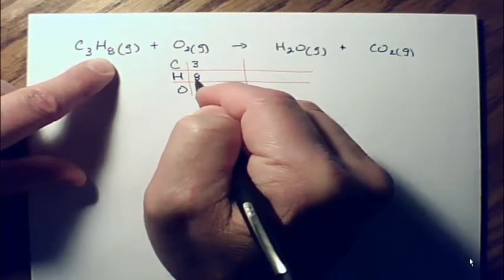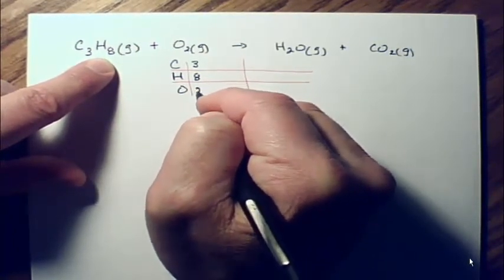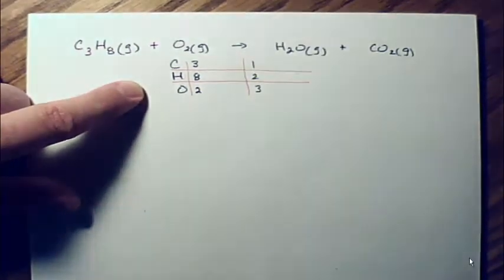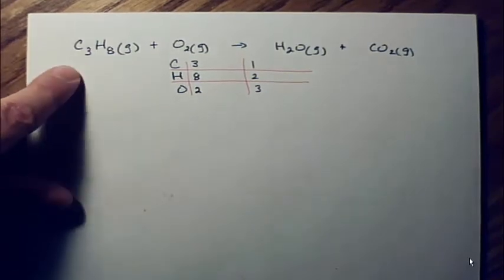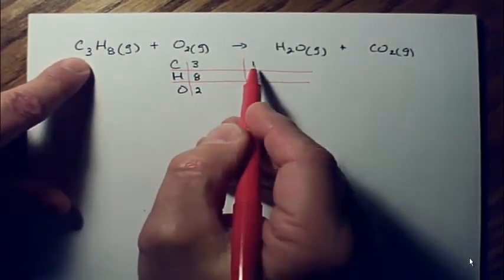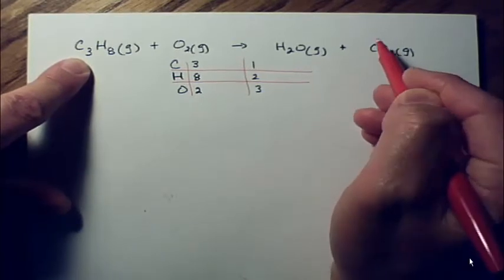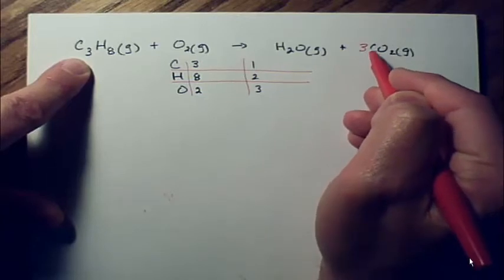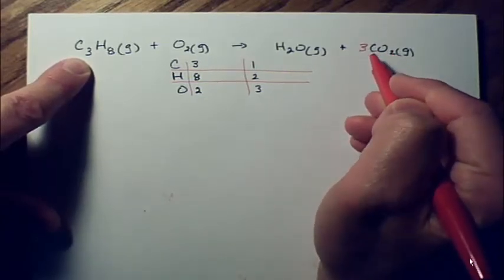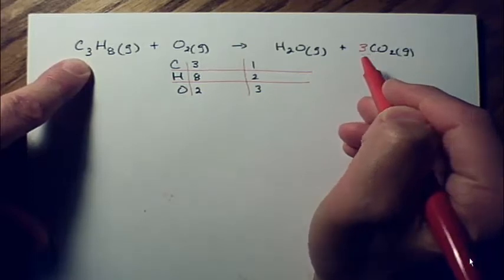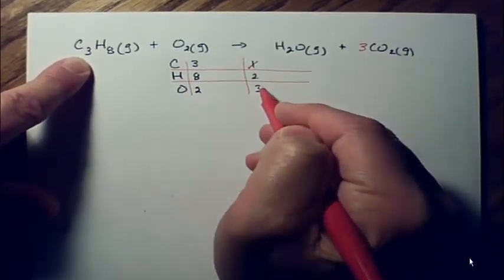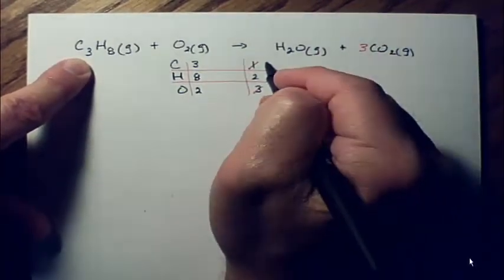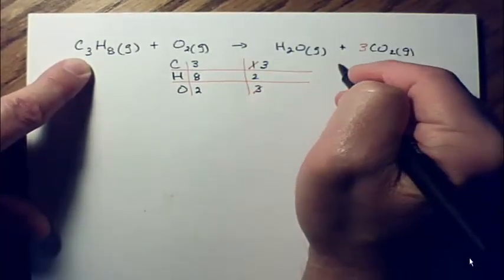All right, here we go. Got 3 carbons to start with, 8 hydrogens, 2 oxygens. Over here, turns out it's always 1, 2, 3. All right, so I see that I've got 3 carbons on the left. To get 3 carbons on the right, I need a coefficient 3 in front of the species containing the carbon. Okay, I can't change the formula. I've got to use only coefficients to multiply the whole formula by the number I need. So that's going to change the number of carbons and oxygens. Always mark those through to remind you, you've got to go back and balance them.